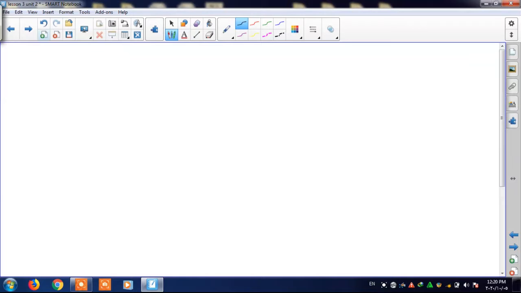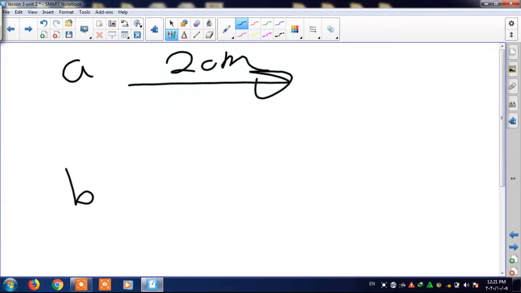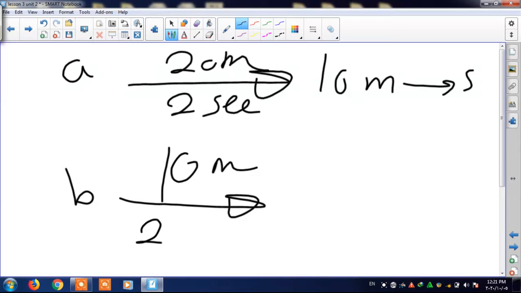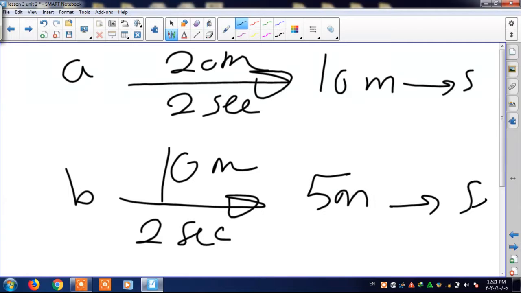To understand the meaning of speed, let's show this example. If I have two objects, object A and object B, object A can move 20 meters in 2 seconds, so it can move 10 meters in each second. And I have a second object, object B, that can move 10 meters in 2 seconds. So it can move 5 meters in 1 second.